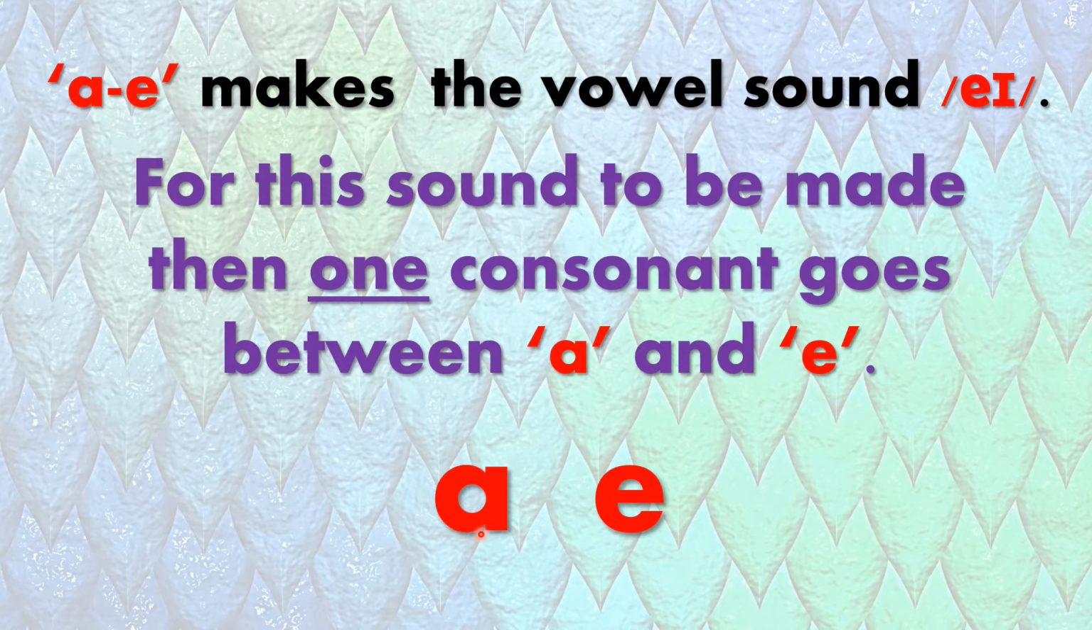A normally makes the sound A, and E normally makes the sound E. But when there is the consonant sound T, then the E becomes silent, it does not make a sound. And the A sound becomes the A sound. So it's now A.